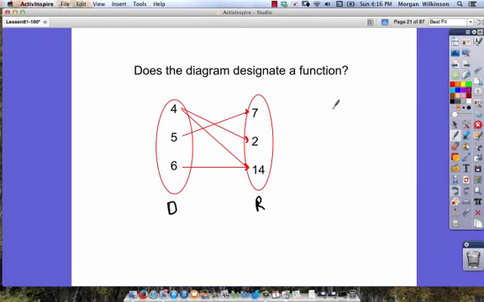We've got a couple more. Does this diagram designate a function? Well, here the 4 goes with the 2 and the 14. So does every domain only have one range, or does every input only have one output? No. This is not a function because the 4 goes to the 2 or the 14. So this would not be an example of a function, even though the 5 only goes with the 7 and the 6 only goes with the 14. The 4 goes with the 2 and the 14, so that makes it not a function.